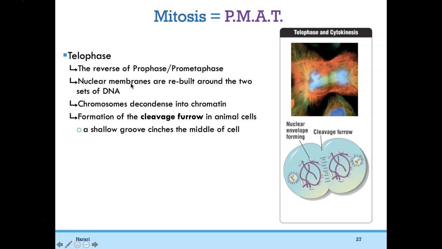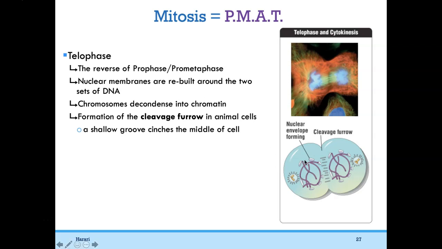We're going to see the nuclear membrane will be rebuilt around the two sets of DNA. We'll see the spindle disappear, right? There's no more mitotic spindle anymore. So everything that happens in prophase is kind of undone in telophase. We rebuild the nucleus, right? We decondense our chromosomes, and we put away our mitotic spindle.